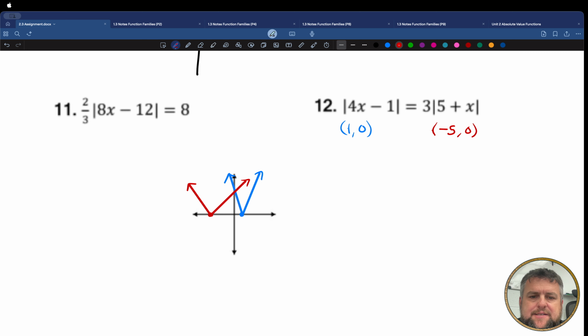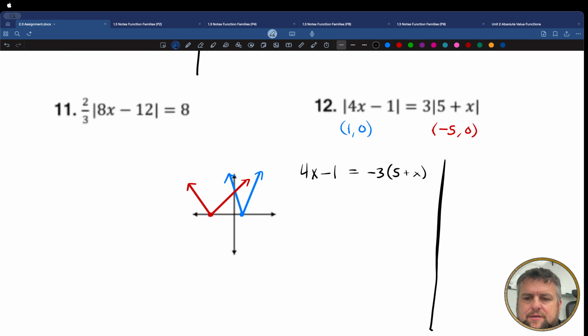This is not exact here, but it's just getting the idea. A slope of 4 is more steep than a slope of 3 from the right function. Okay. So I'm expecting two solutions just from that understanding. So what I'm going to do is say 4x minus 1 is equal to -3 of 5 plus x. And then I'll also have a second side here where I go 4x minus 1 is equal to +3 times 5 plus x.